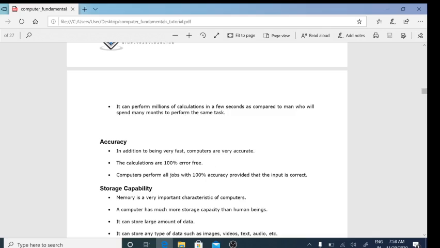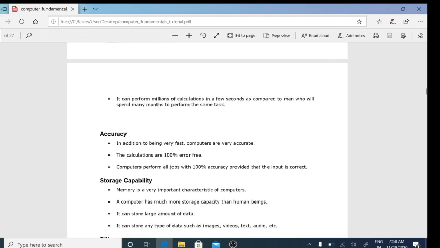Next is accuracy. The accuracy of the computer's calculations is 100%, because when we do manual calculations we can do some calculations wrong, but a computer cannot do wrong calculations. The calculation will be 100% correct.